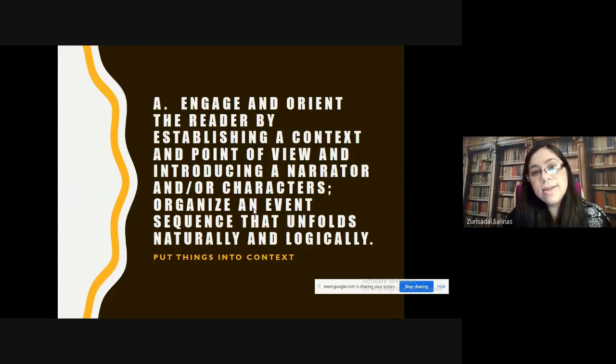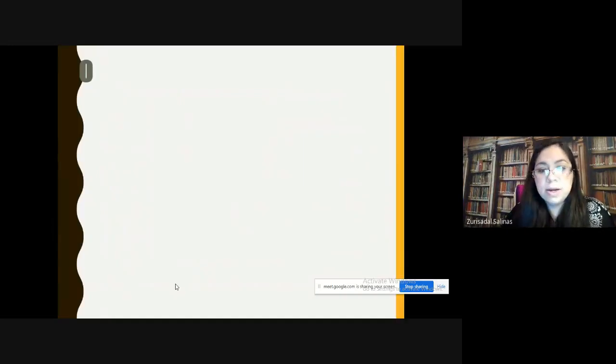And second, orient. Think of the word orient as an orientation. So before you get lost, here's the information. That's what you're doing. You're orienting the reader by establishing context, point of view, introducing characters and narrator, and organizing your events. The sequence should flow naturally from one event to the next, not in chunks and pieces. Nobody wants to read something so confusing. Put it into context: what's happening in your world, or in that world that you're creating or recreating.